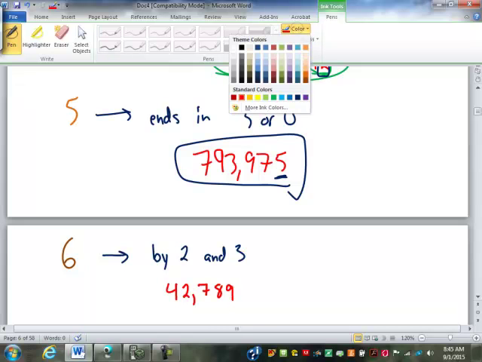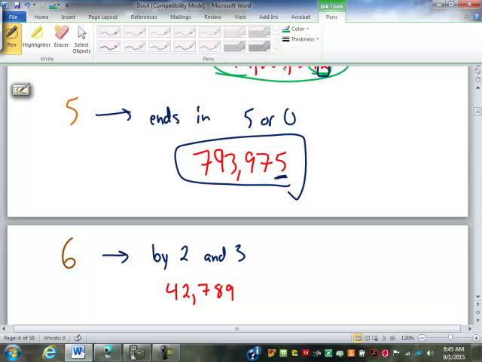So looking at this, is it divisible by 6? How many of you are adding up the digits right now? A few of you? Do we need to? No. So this last digit is 9, which tells us it's not divisible by 2. Therefore, it can't be divisible by 6.